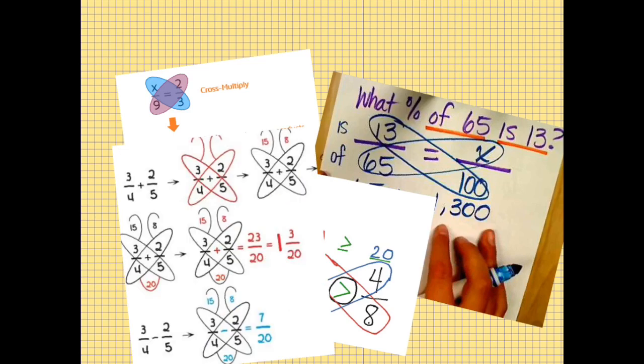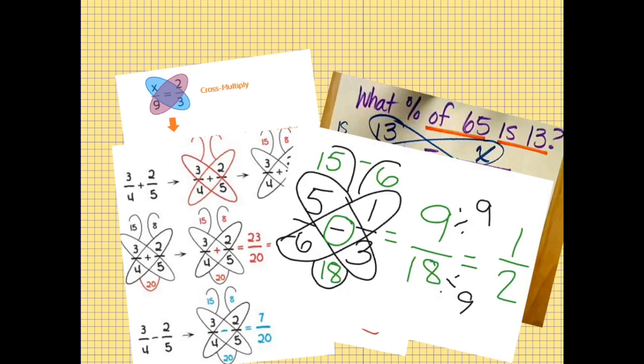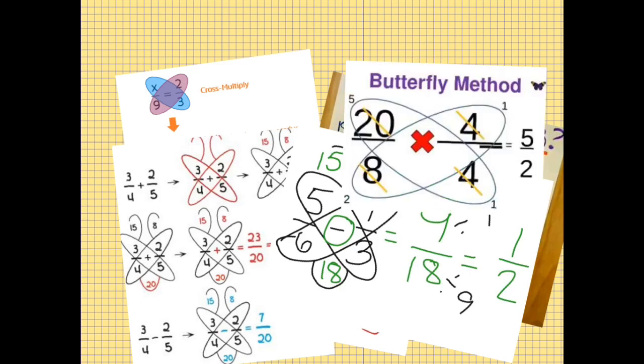Here's a bunch of cute butterflies drawn to help people figure out how to add fractions. And of course, if we've got addition, we also need an example for subtraction. Hey, look at that butterfly. Here's the butterfly method used, I think, to simplify fractions. I'm not sure why they're using that instead of just dividing across, but hey, it's the butterfly method.